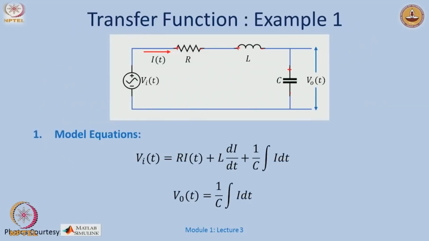Okay. So again, let us come back to the example which we started with. I have V i as the input, and R, L and C, the circuit elements, generate a certain current i of t, and I want to find what is V naught by V i. Okay, this is easy to find out. V i is R i plus L d i by d t plus 1 over C integral of i d t, and this is my V naught, this guy here.